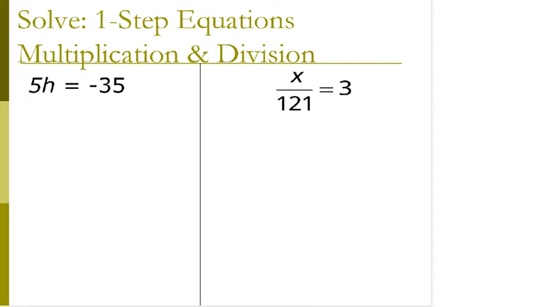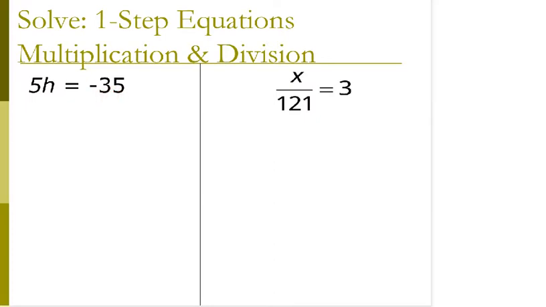Okay, so we need to know what this means. Sometimes students get confused about that, but when you see two values next to each other and there's no addition sign in between it, there's no subtraction, there's nothing in between it, it means multiplication. So this is really 5 times some number gives you or has the same value as negative 35.